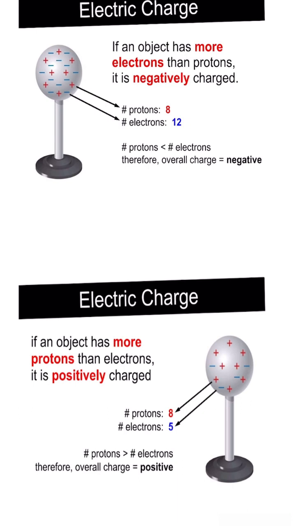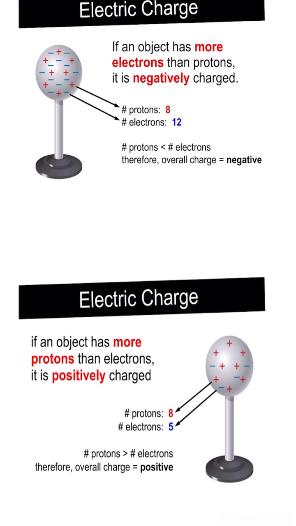If an object has more electrons than protons, it's negatively charged, and if an object has more protons than electrons, it is positively charged. Let's say we are comparing these two spheres together. If these two spheres are in front of each other, what happened to the positive one is that electrons were transferred to the other sphere. So this sphere became positive and the other became negative.